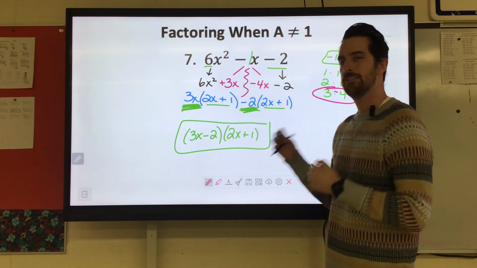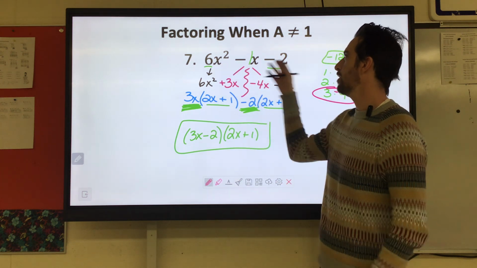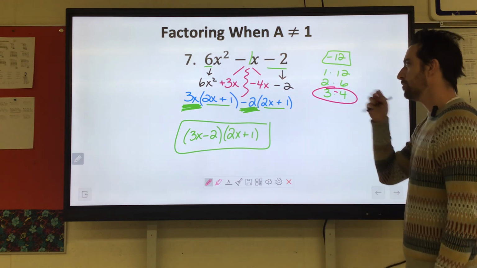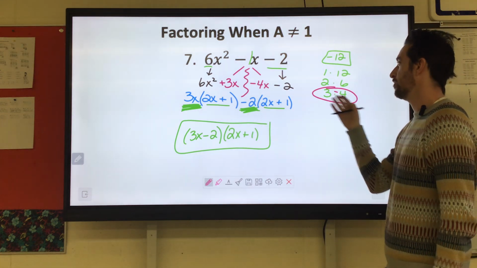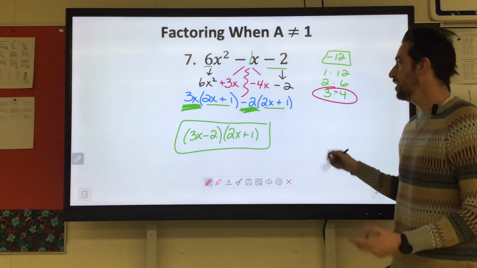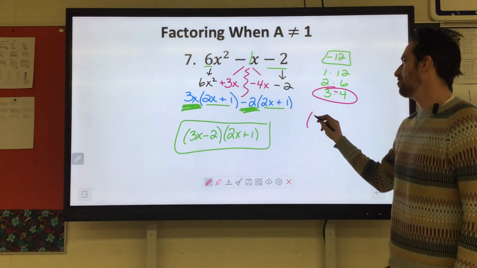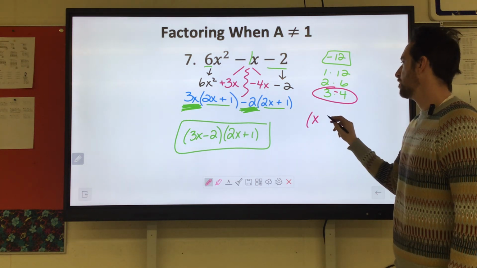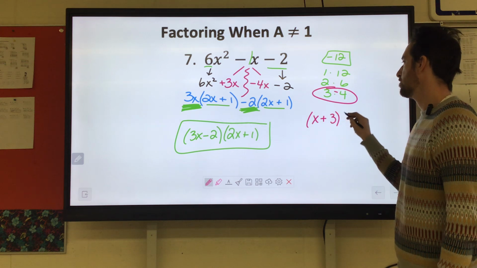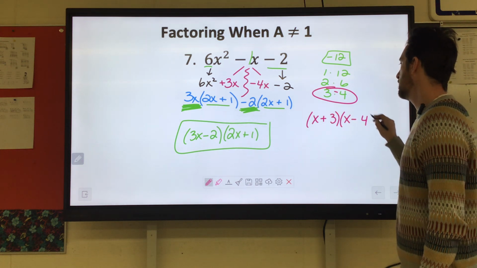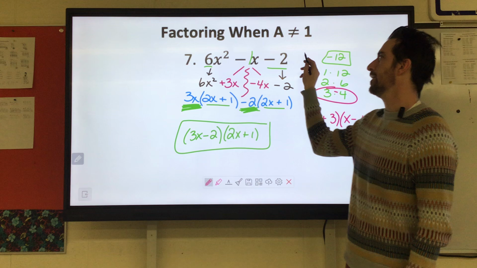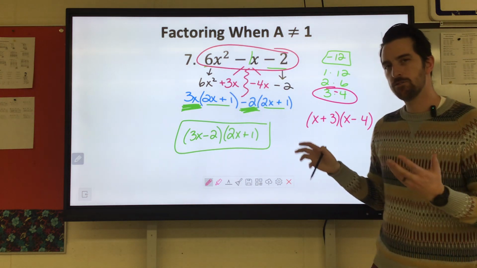So a lot of the similar steps. You still multiply first and last, negative 12. You're finding factors that are 4 apart, 3 and negative 4. So you write it as, let's say you want the positive 3 first, x plus 3, x minus 4. Now, if you multiplied that out, it wouldn't give you this. So there's one extra step.